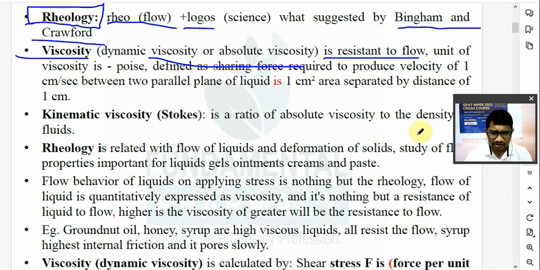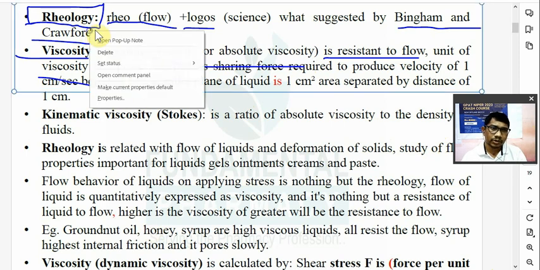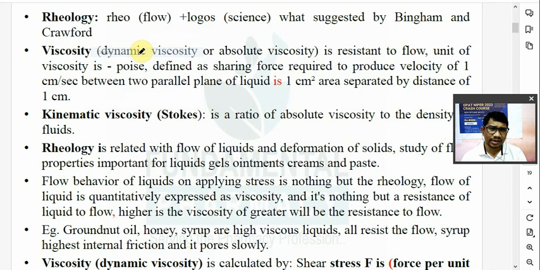Viscosity, or dynamic viscosity, or absolute viscosity, is nothing but resistance to flow. What is the unit of viscosity? The unit of viscosity is the poise. POISE, because it was invented by Poiseuille. The unit of viscosity is poise.